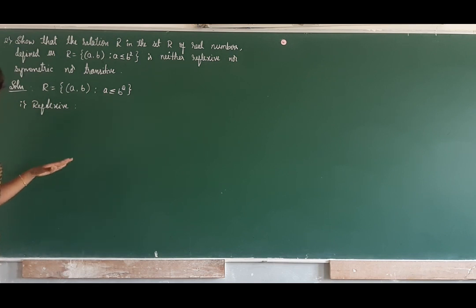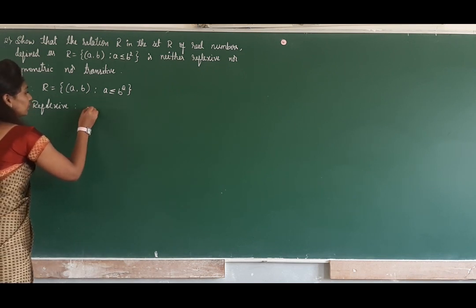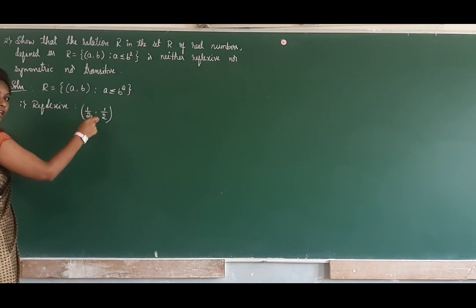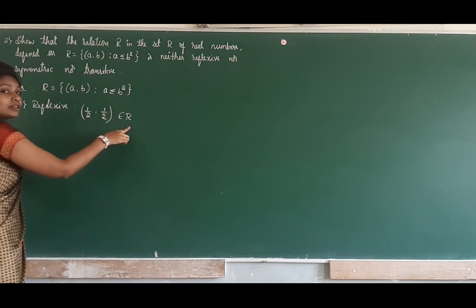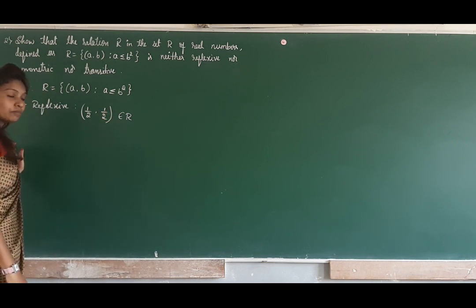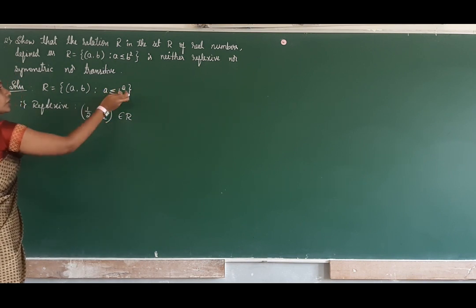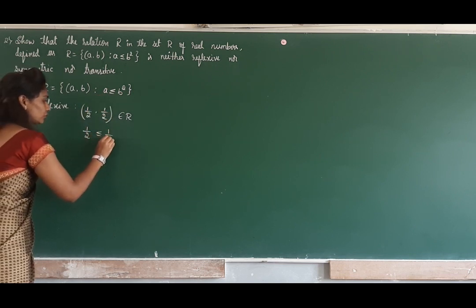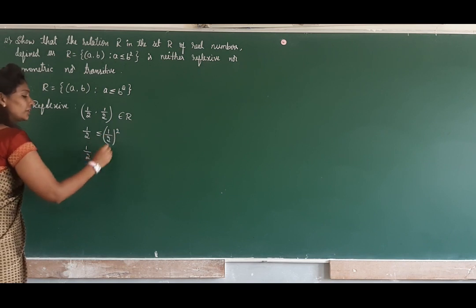Don't do this generally. If you solve this generally, we will get 0 marks. So first, see here. I'll take the ordered pair (1/2, 1/2). We have to check whether this ordered pair belongs to R or not. Apply it to this relation. So the a value is 1/2 and the b value is also 1/2. That means 1/2 is less than or equal to (1/2) whole square, which is 1/4.